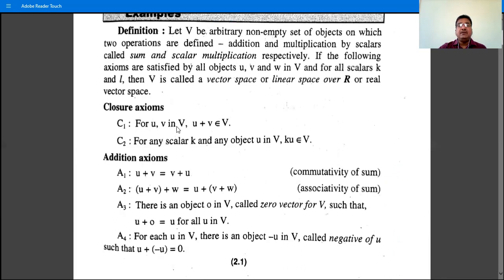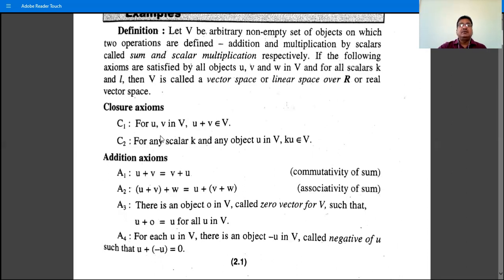For u and v in V, u plus v belongs to V. That is, u plus v belongs to V for all u and v in V. That is, addition of every two elements of V belongs to V. Addition of every two elements of V belonging to V is called the closure axiom, closed for addition. Addition of every two elements of V is again an element of V.